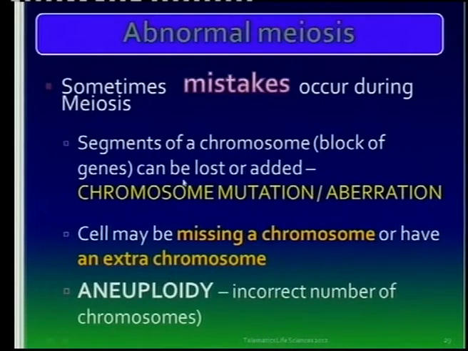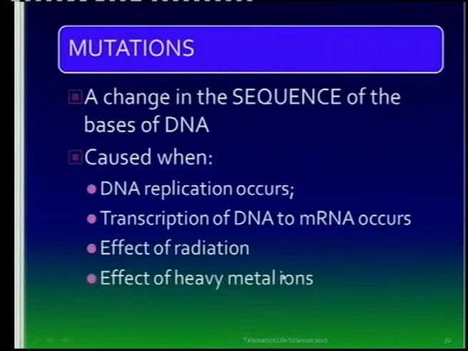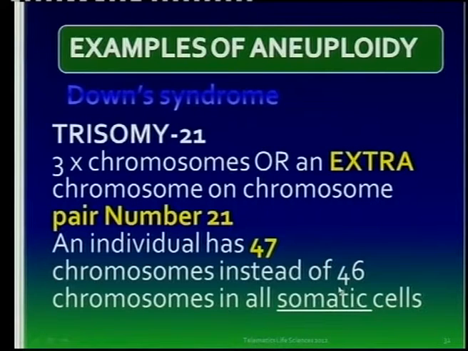Also very important. This is where an organism always ends up with an incorrect number of chromosomes in their cells, and it's referred to as aneuploidy. This is, of course, due to mutations that occur during either DNA replication or during transcription of DNA to mRNA, or some external factors like radiation or the effect of heavy metal ions. And remember, we are busy now with when meiosis goes wrong. One of these is Down syndrome. It's mutations that occur.